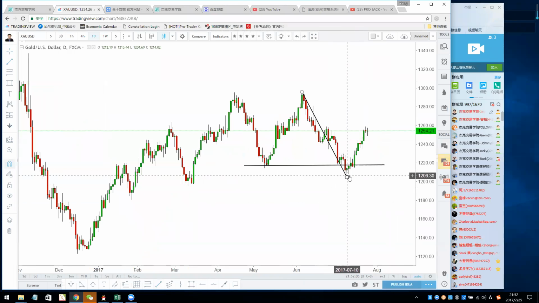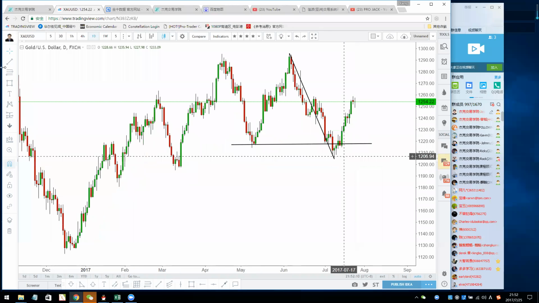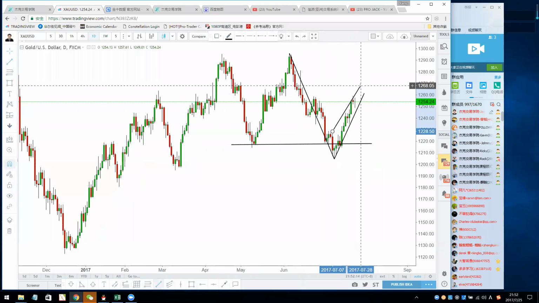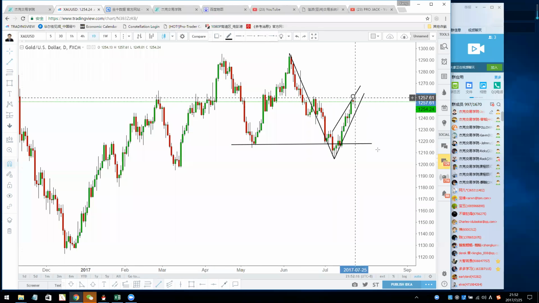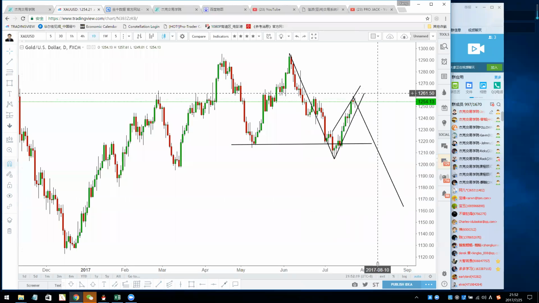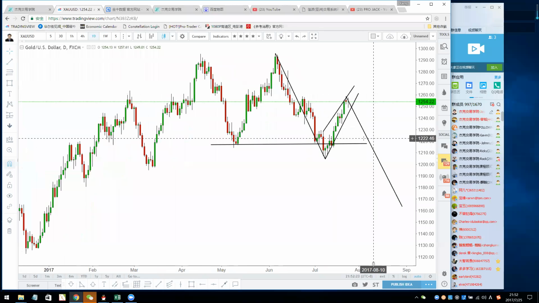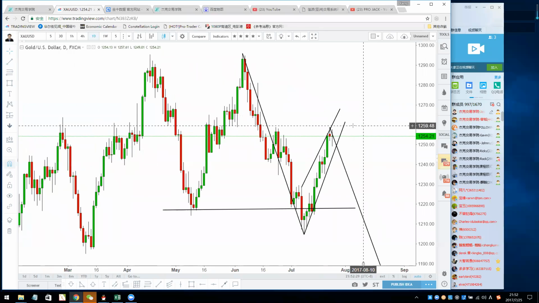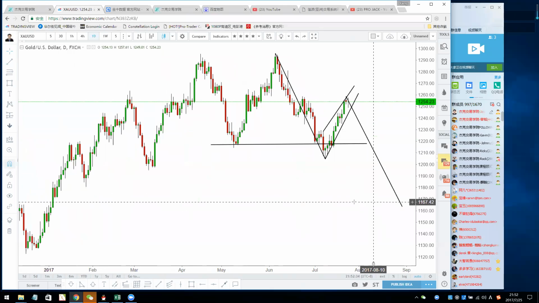So after this coming correction ends, it may have another wave down to complete a big ABCD pattern to 1160 maybe. So we may catch a very nice shorting opportunity under two criteria. First, it has touched 1261 and didn't close above. Second, you have to break the channel, right? Understand?